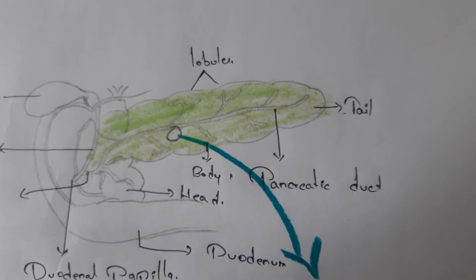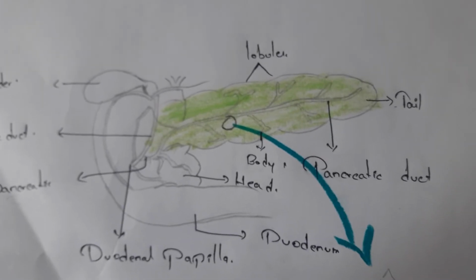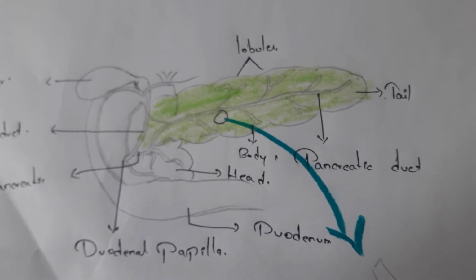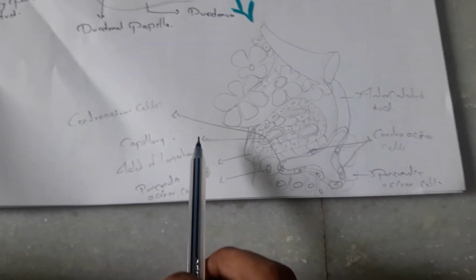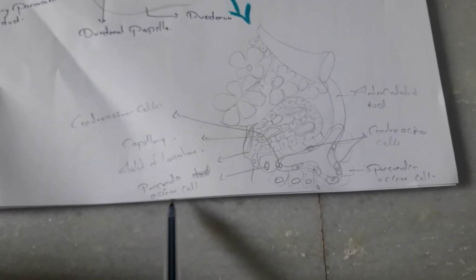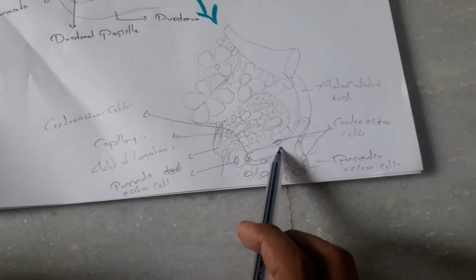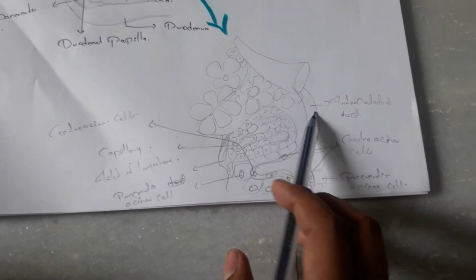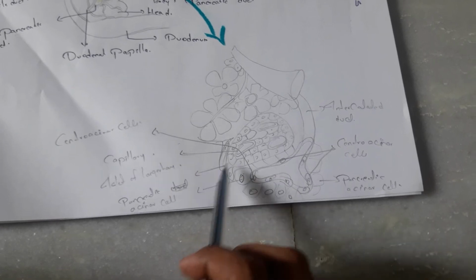Now we are going to see the exocrine cells from which the digestive enzymes are released. These are the exocrine cells, and they are present over here. If we take a small part and look under the microscope, we will notice all these cells. The digestive enzymes are produced by the pancreatic acinar cells. These are the pancreatic acinar cells, these are the centroacinar cells, and these are the intercalated ducts. And here you can see the islets of Langerhans, present near the capillaries.